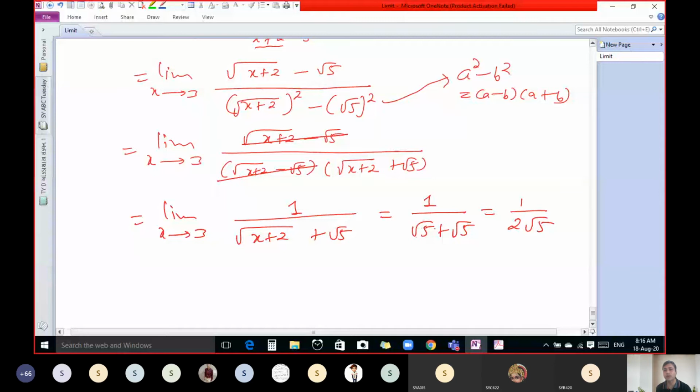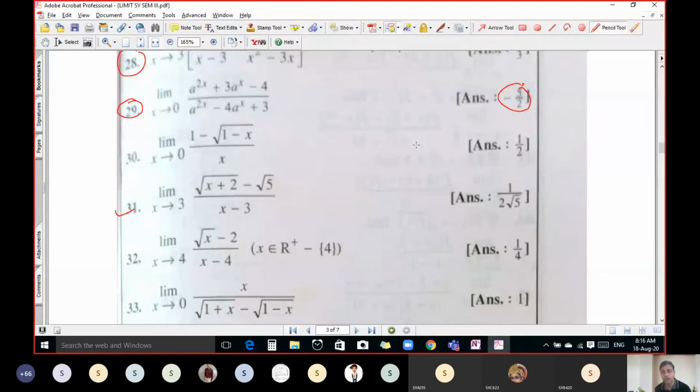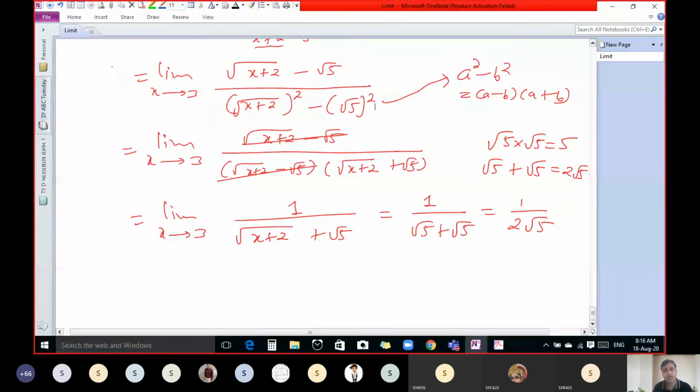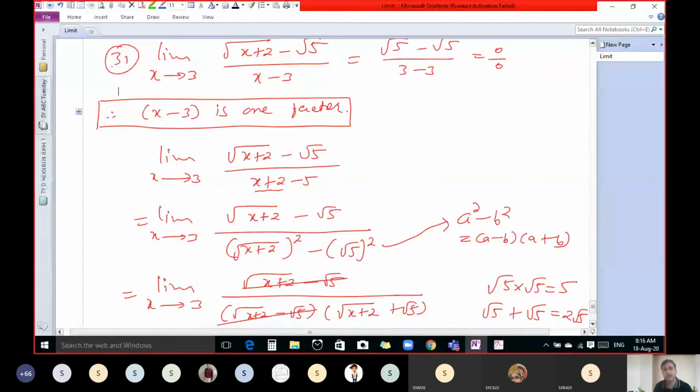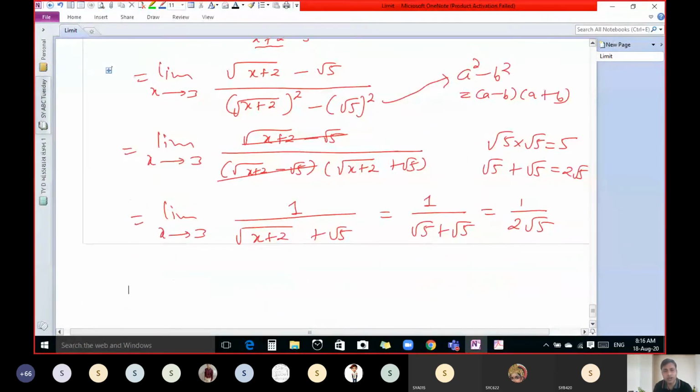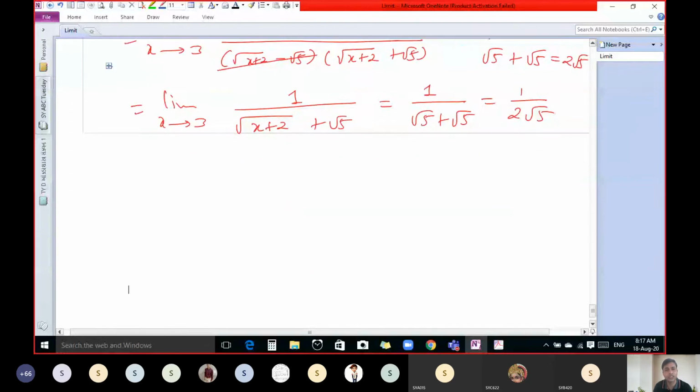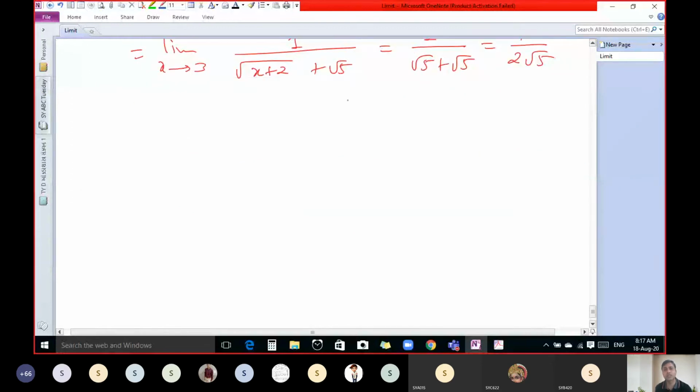Don't write answer 5, because root 5 into root 5, that is 5, but root 5 plus root 5, that is not 5, it is 2 root 5. So the answer is 1 upon 2 root 5. But this is slight different method, slight complicated method. So instead of doing this, there is another way to solve the same question.